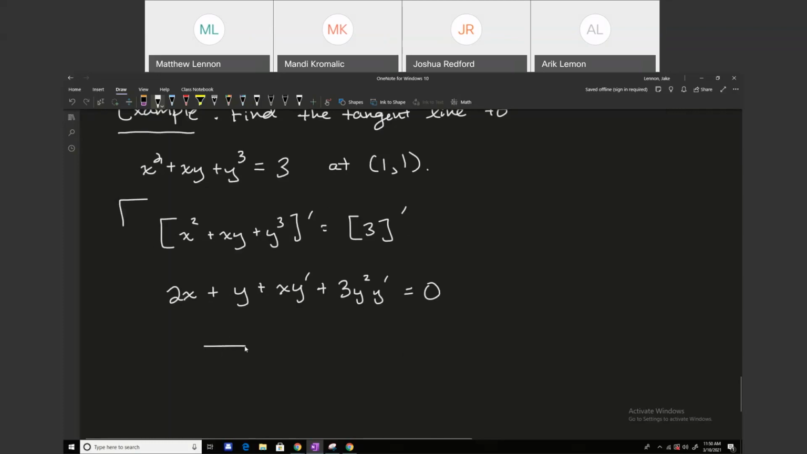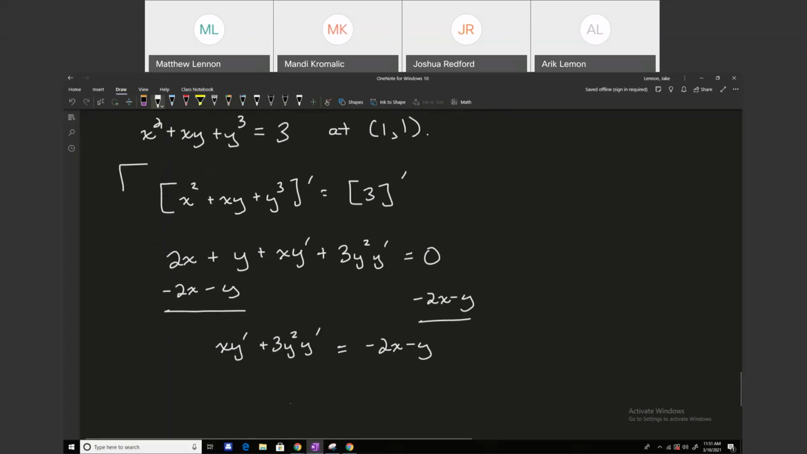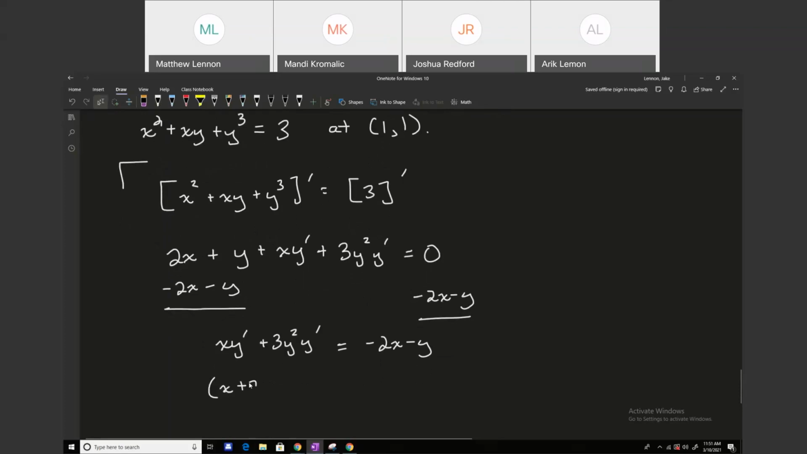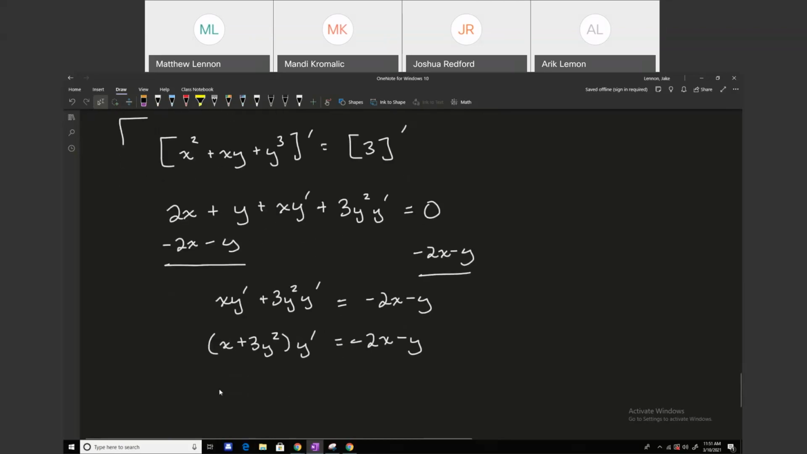So we want to move the 2x and the y to the right-hand side. So we have xy prime plus 3y squared y prime equals minus 2x minus y. And then we want to factor y prime out on the left-hand side. So we have x plus 3y squared times y prime, and this will equal minus 2x minus y. And so then y prime will be minus 2x minus y over x plus 3y squared.